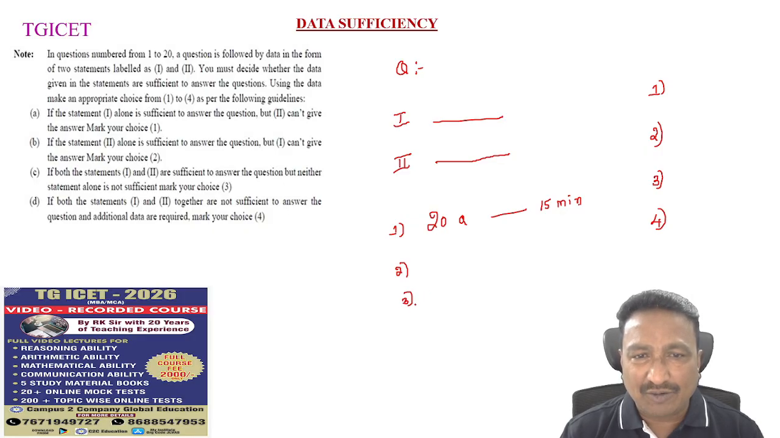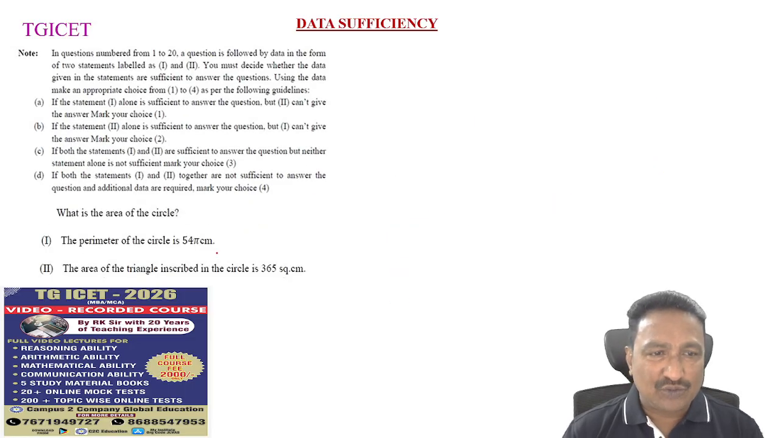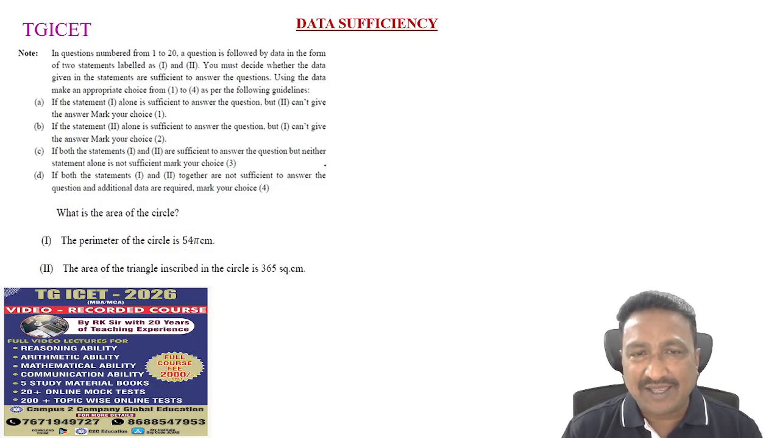Okay friends, now look at some problems. Now look at the first one. The first question is, what is the area of the circle? Always remember that when you want to solve data sufficiency questions, you should be very good in arithmetic, as well as in mathematics basics and reasoning basics. Then only can we answer 20 out of 20, or at least a maximum of 15 questions.